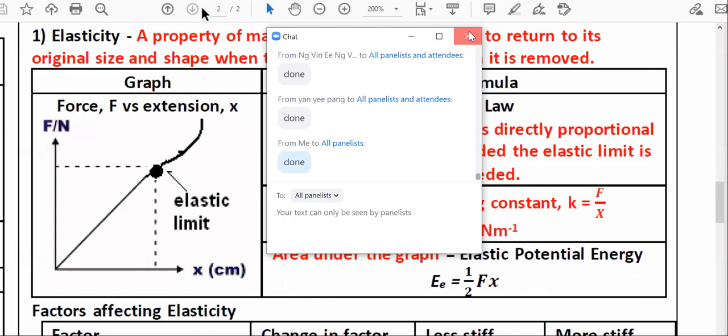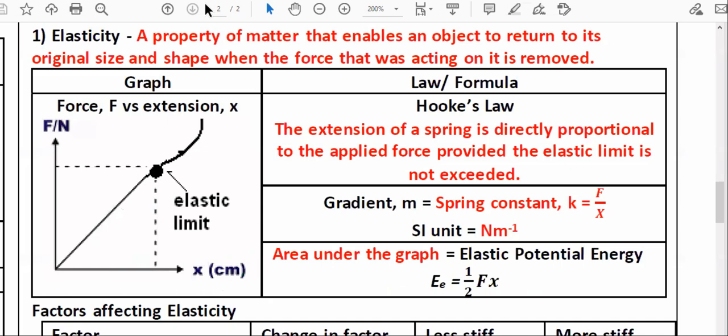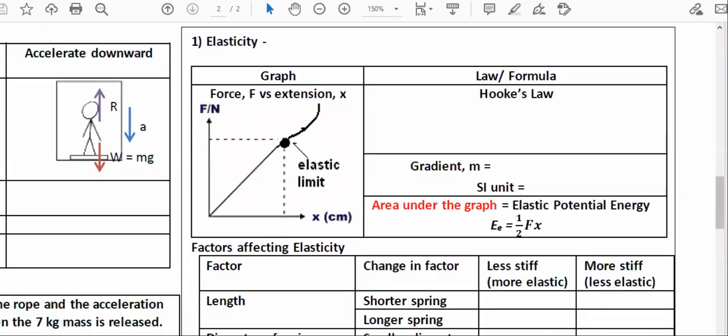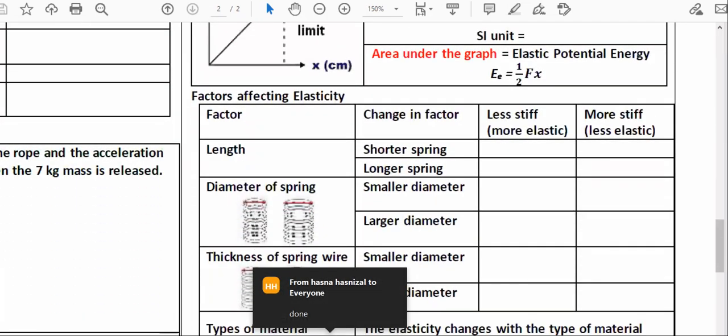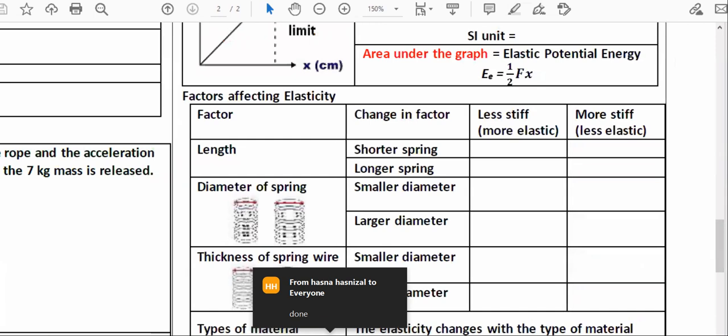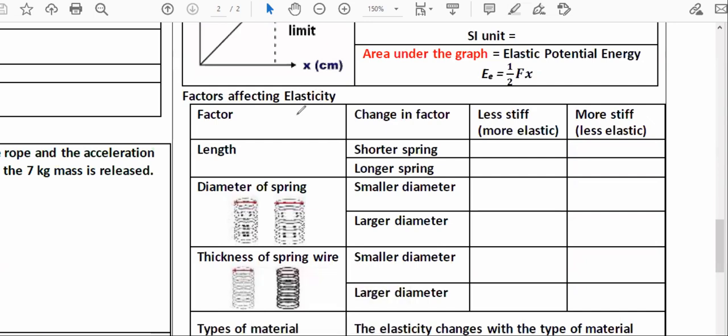Okay, now next, factors affecting elasticity. Sometimes I will tell students, now we use the idea of the spring, either the spring is more stiff or less stiff, better than using the term elasticity. Because if you base on the definition, elasticity means the ability to go back to its original shape and size. So basically, whether the spring is stiff or less stiff, they are able to go back to its original shape and size if they do not exceed the elastic limit. Okay, so this part is very simple. We just need to tick only.